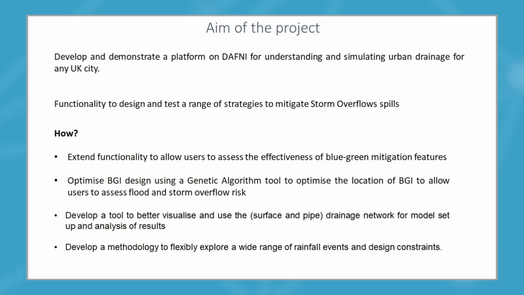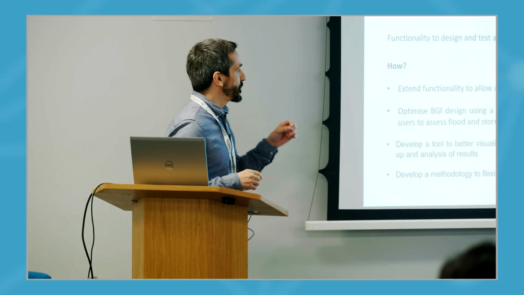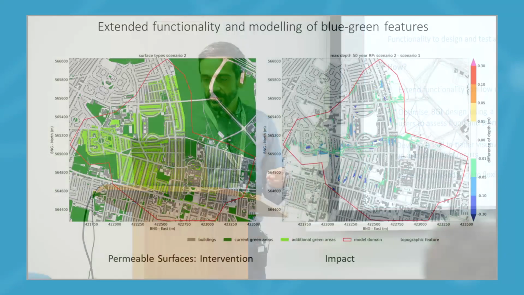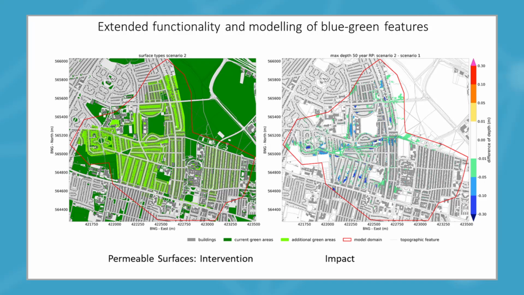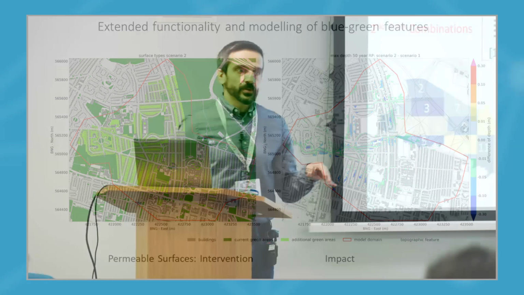And then at the very end, we need to develop a methodology to explore a wide range of rainfall events and design constraints. So far, we have managed to do the first two. So now users can use the workflow to model blue-green infrastructure. As you can see here, we can add green areas, permeable pavements, and you can see the reduction in water depths on the right. And then we also developed an optimization tool, which is now deployed on DAFNI only recently. So this is a very simple example, right?